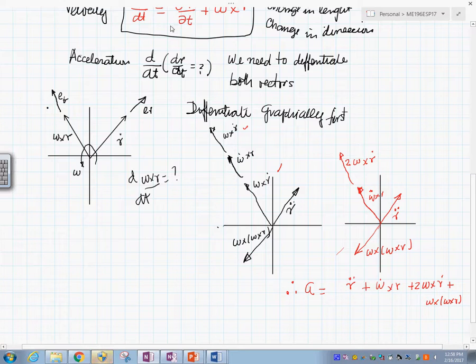Let's give some names to these components of the acceleration. One is called the relative acceleration. This one, omega dot cross r, is called the tangential acceleration. This one, 2 omega cross r dot, is called the Coriolis acceleration. And the last one, omega cross omega cross r, is the normal acceleration.